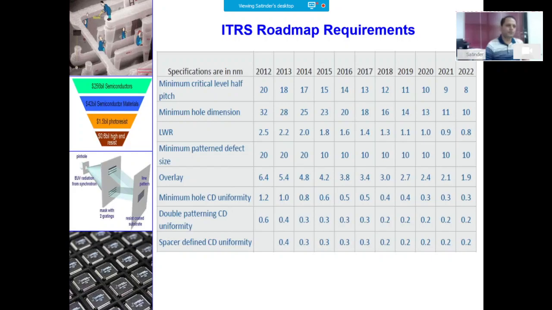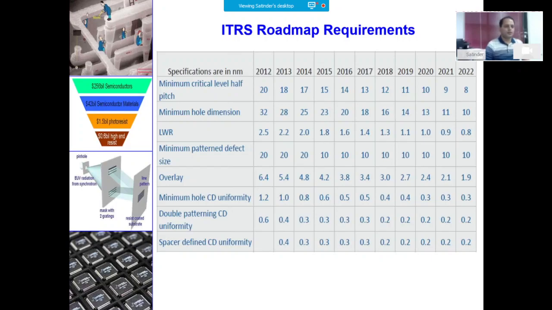Okay, and similarly for other things also: holes, wires, LWR, line width roughness, to pattern these transistors, which is required for the below 10 nanometer technology node. Defect is another main important parameter, because when we go to smaller feature sizes, defects should also be minimal. That plays a very important role, because if the defect is larger than the feature size, the circuit is not going to work.